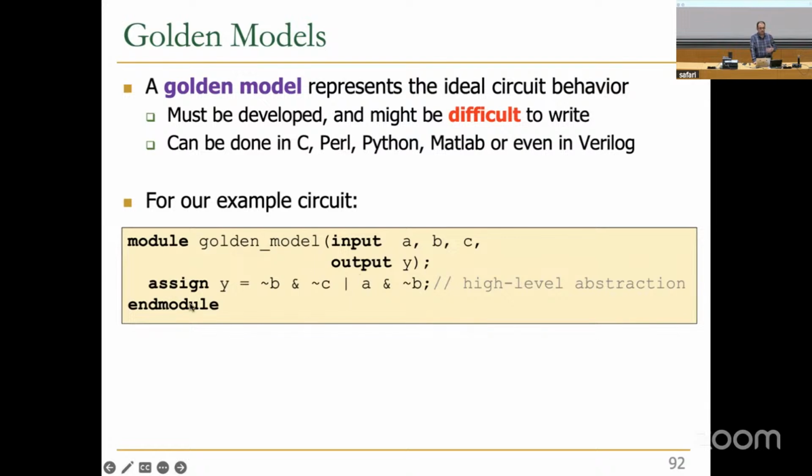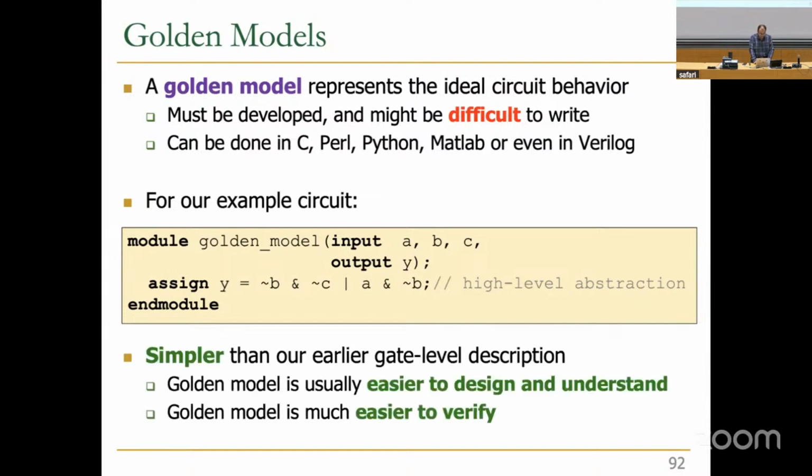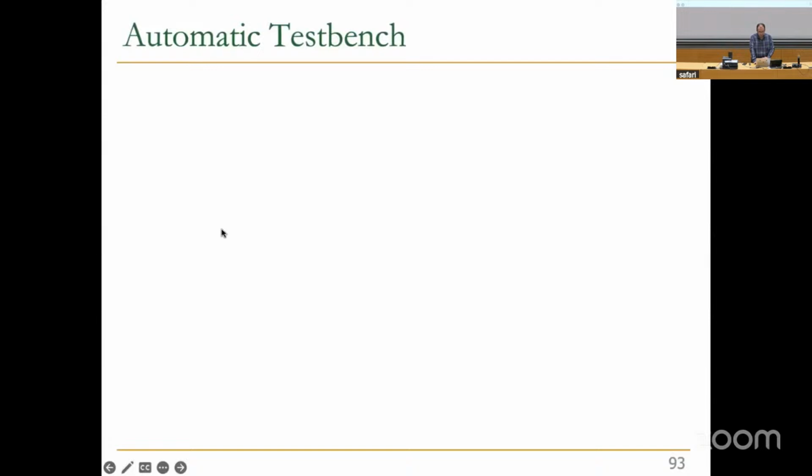So you had this Verilog code with a lot of gates, but you could easily write the code with this assign statement essentially. That's a high level abstraction. Here it was easy, but for many real device designs, coming up with the golden model is not that easy. There is a team in the design that works on making this golden model and making sure that it is error free. Okay, so the golden model is usually easier to design and understand, and much easier to verify. We hope for that actually.